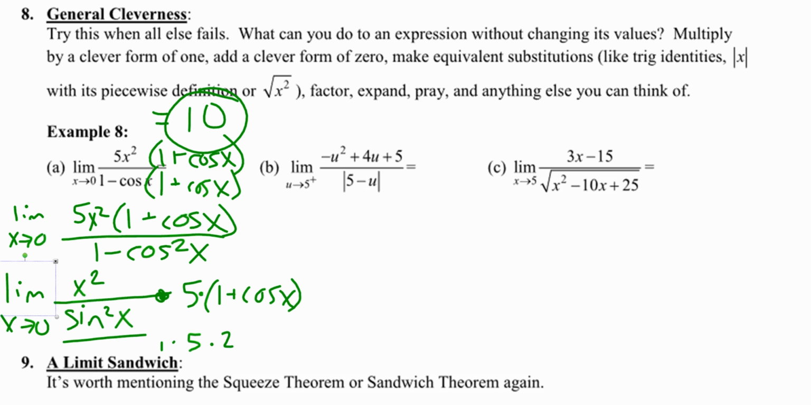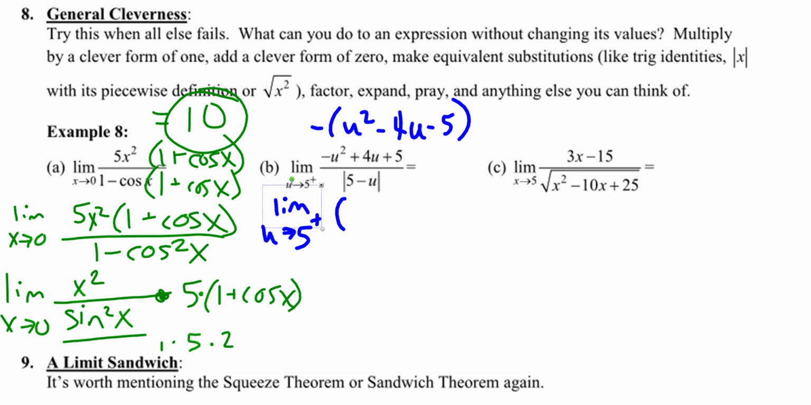General cleverness here. Factor. Factor will help. Limit as u approaches 5 from the right-hand side. You can factor out a negative, and it might make this easier to factor, and then you just put it back in. Either way, it's going to end up being 5 minus u, or negative u plus 5, however you want to think about it. And then 1 plus u over 5 minus u. Okay, absolute value.